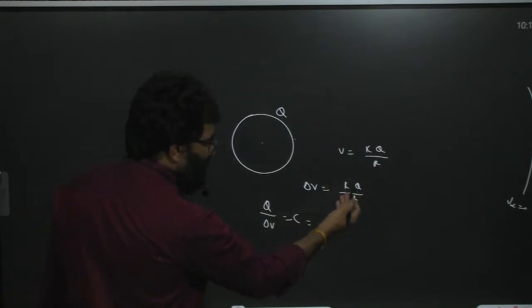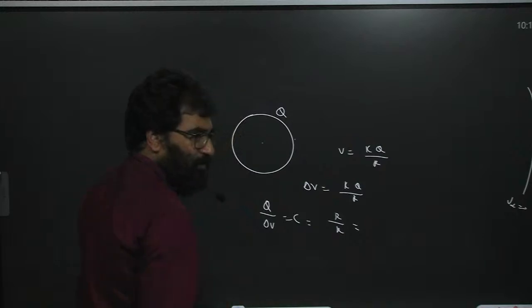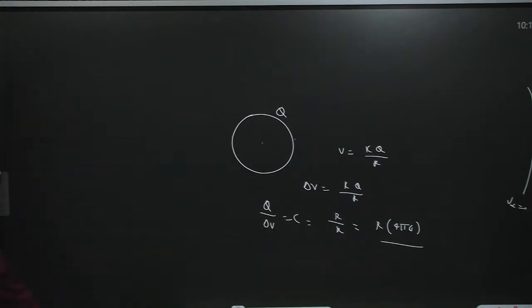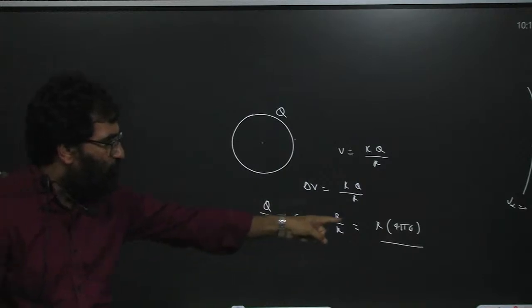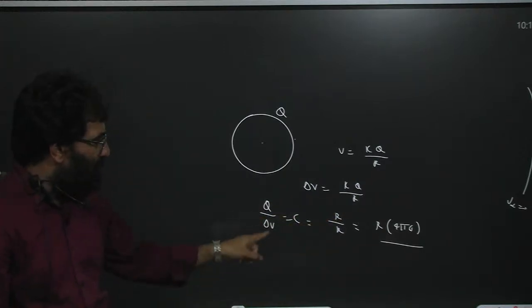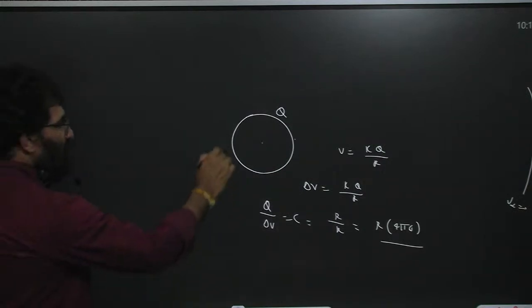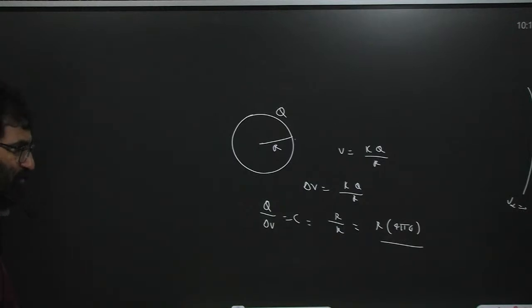Now Q by delta V becomes the capacitance. So it is R by K, and R by K is R into 4 pi epsilon naught. So the capacitance of the sphere is 4 pi epsilon naught R. The capacitance of a single isolated sphere is 4 pi epsilon naught R.